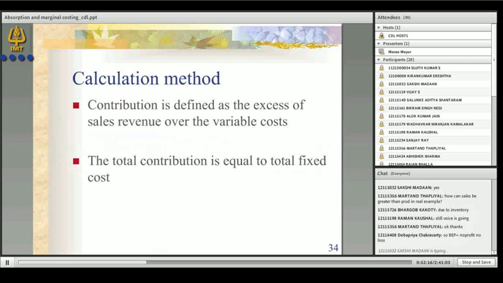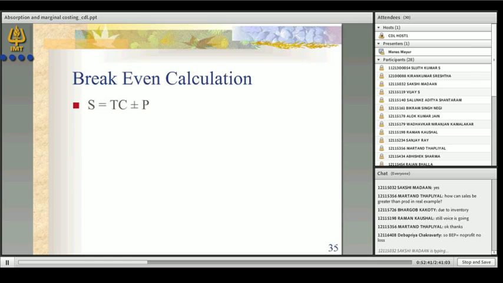So in the calculation method, contribution is defined as the excess of sales revenue over the variable cost. We have already seen in marginal costing that contribution is equal to sales minus variable cost. So anything over variable cost till sales is your contribution, and at break-even the total contribution is equal to total fixed cost. Now sales is equal to total cost plus or minus profitability. This we all know. Plus or minus, because if it is minus then that is a loss, and if it is a plus then that is a profit.